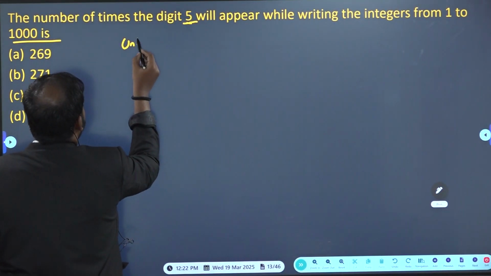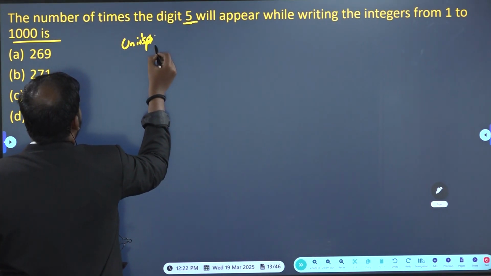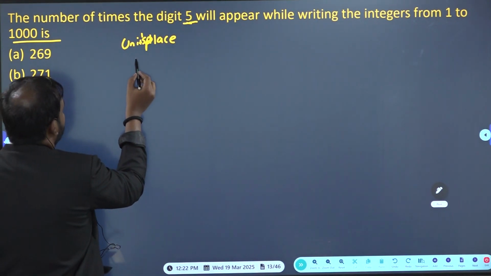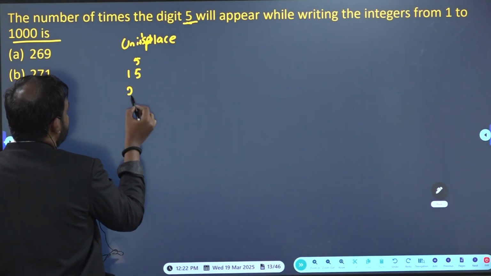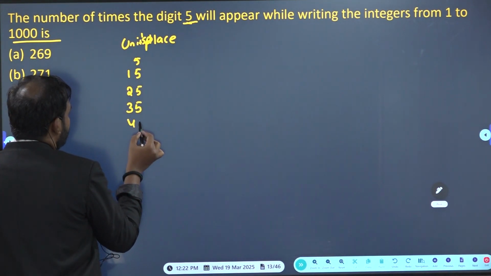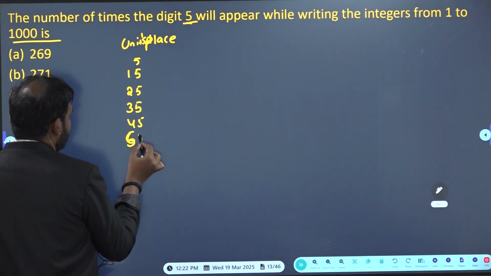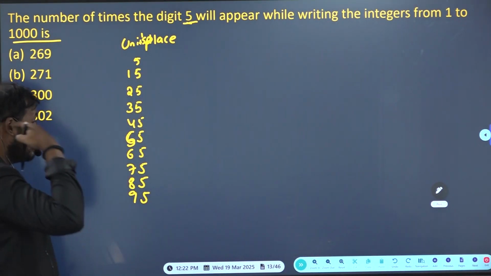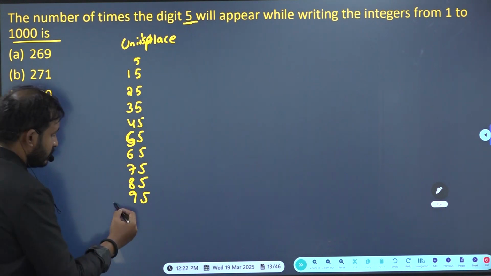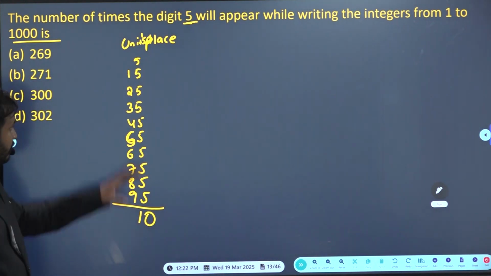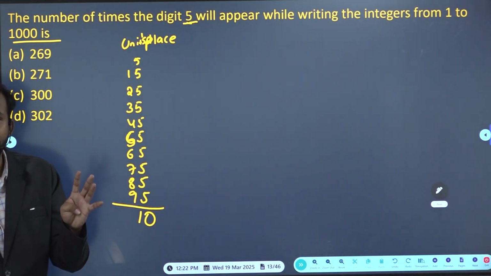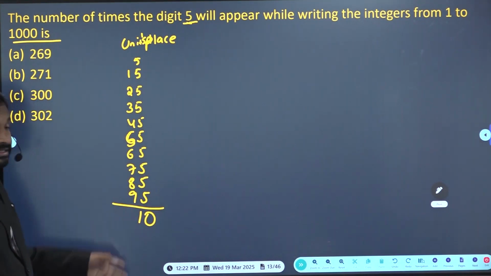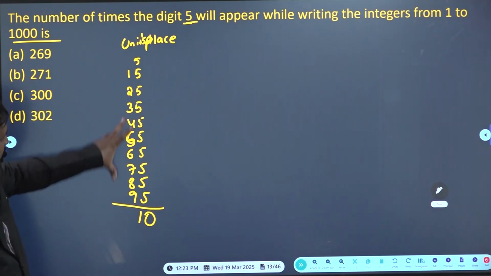How many times will it be used in the units place? In the units place, how many times will the 5 come? Please observe here: 5, 15, 25, 35, 45, 55, 65, 75, 85 and 95. From 0 to 9, that means how many do we have? 10. So that means 10 times. But the same 10 pair will be there for every 100, right? That means 105, 205, 305, 405, 505, 605 and so on. I have taken 100 as a group.